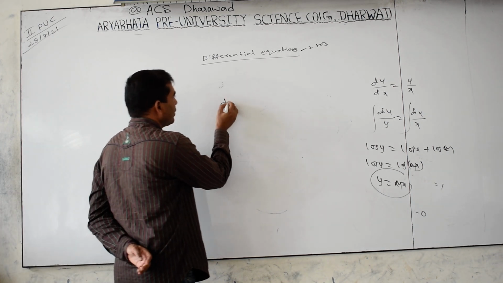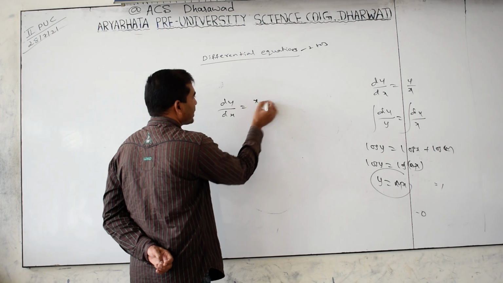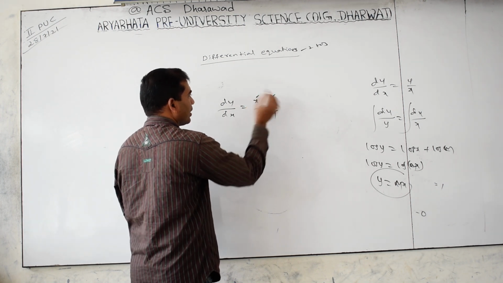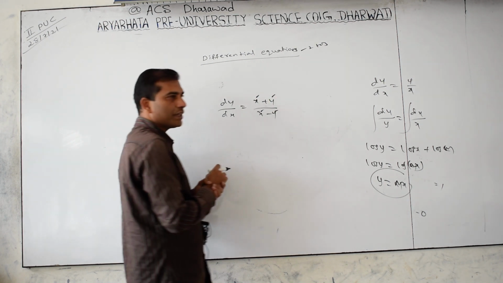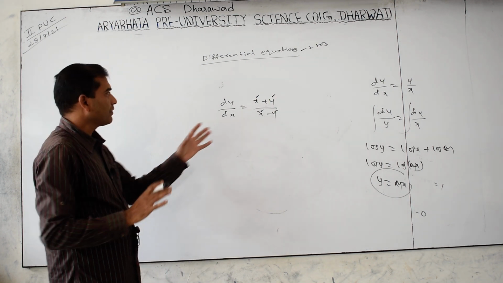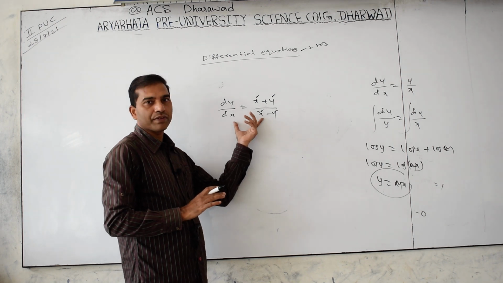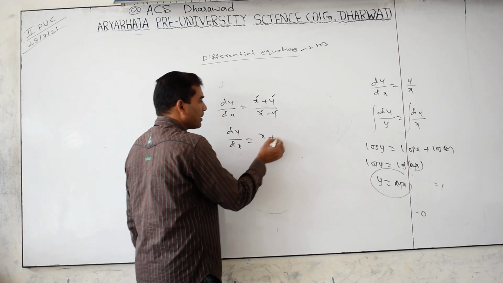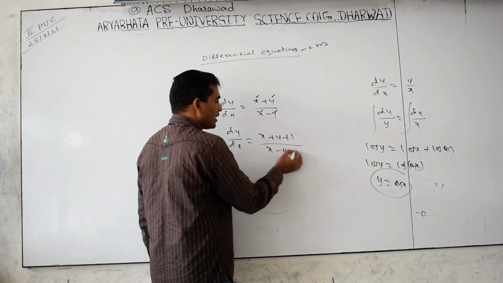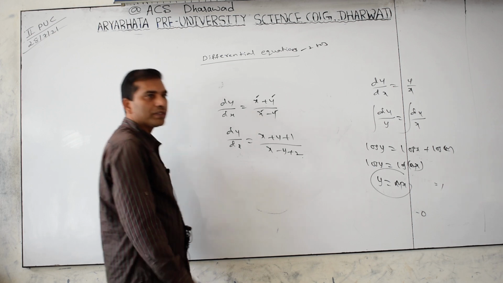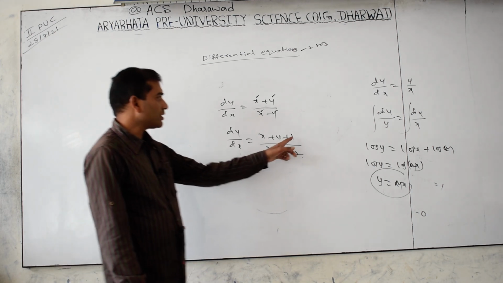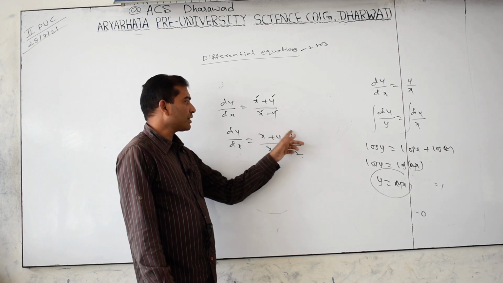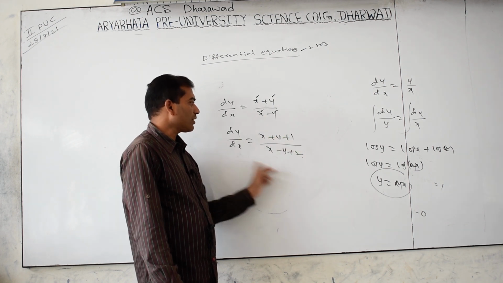If dy by dx equals (x plus y) by (x minus y), the degree is the same, 1, 1, 1. If the degree is the same in the numerator and denominator, such a function is called a homogeneous differential equation. For example, dy by dx equals (x plus y plus 1) by (x minus y plus 2). This is not a homogeneous differential equation. Why? Because this degree is 0 and this degree is 1, all terms do not have equal degree. So therefore it is not homogeneous.